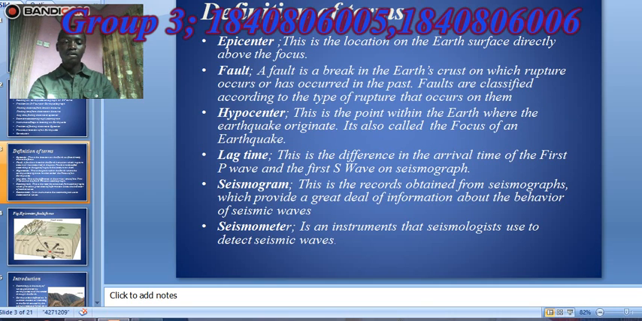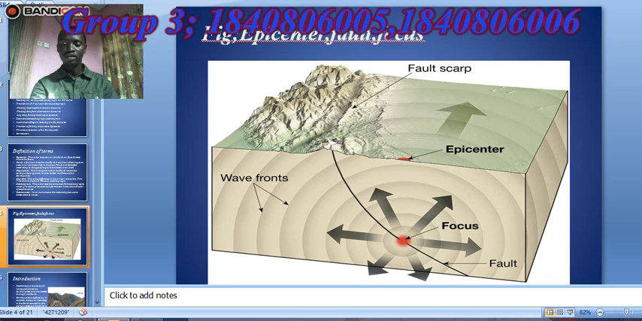Then the first thing we have here is the definition of some terminologies. The epicenter, which is just a location on the earth's surface directly above the focus. We have a fault, and we will soon be looking into what a fault means. We have the hypocenter, lag time, and seismogram. We have the seismometer or a geophone, which is responsive to ground movement.